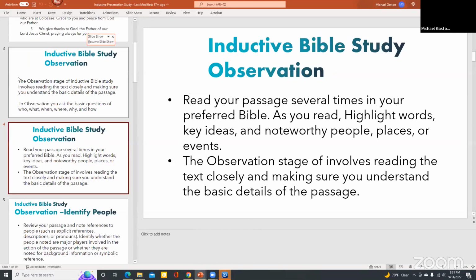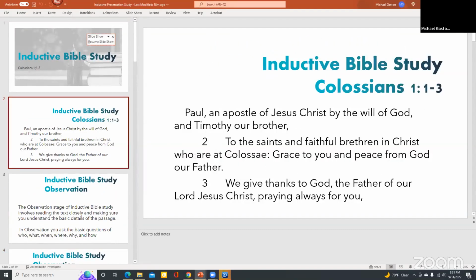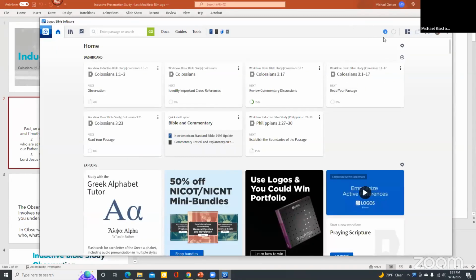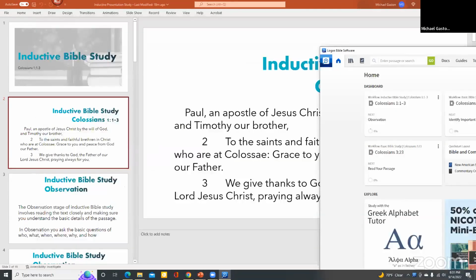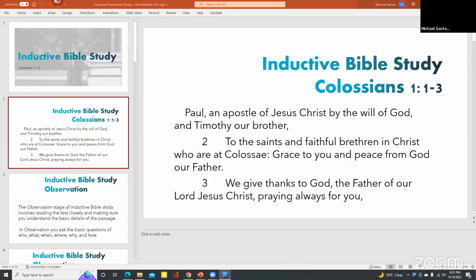Now, let's go back to the first verse here. It says, Paul, an apostle of Jesus Christ by the will of God. So what does that tell you? What conclusion can you draw from that first verse? That he was an apostle, but not of his own right. It was because of the will of God. Exactly. Does that make sense to you guys? That he was an apostle by the will of God, not by himself.